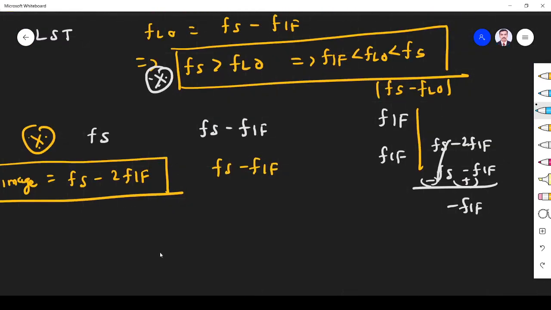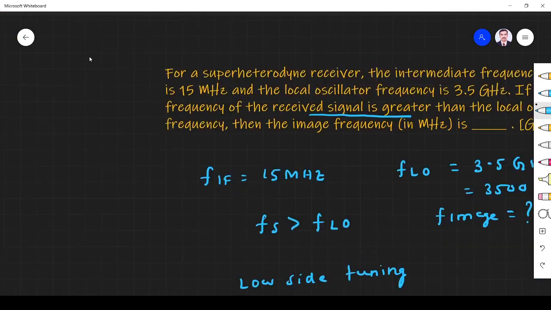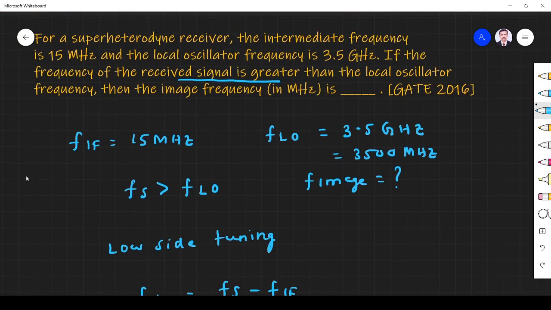Okay, I hope you understand this problem, right? So please give importance to the condition, right?